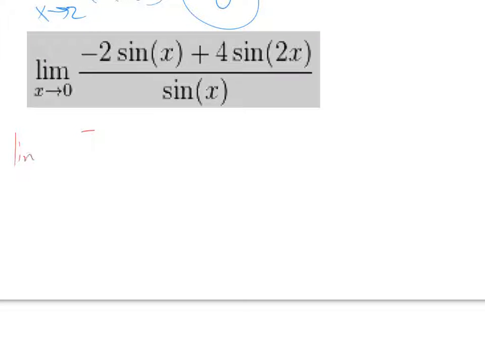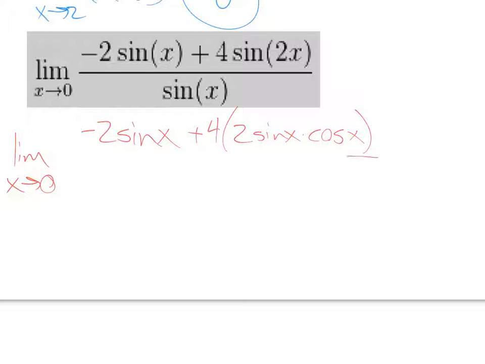Alright, so we're taking the limit as x approaches 0 of negative 2 sine x plus 4 times 2 sine x times cosine x, all over sine of x. Alright? So there's your identity for sine of 2x, your double angle formula. Alright? So take a second and go from there.